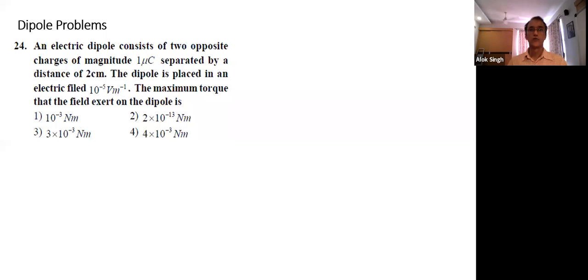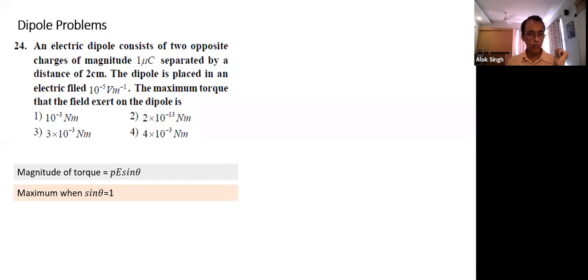You're done. So what is maximum torque? The moment the question comes, torque, the first thing that comes to my mind is P cross E. When is the torque maximum? We are talking magnitude. It is P sine theta. It is maximum when sine theta is equal to 1. Maximum torque is PE. So very easy. Maximum when sine theta is equal to 1, which is pi by 2.